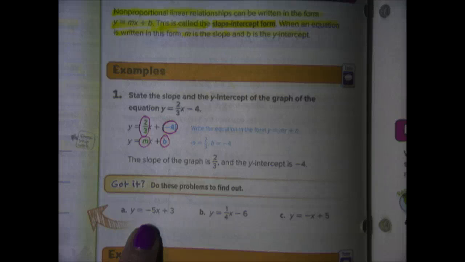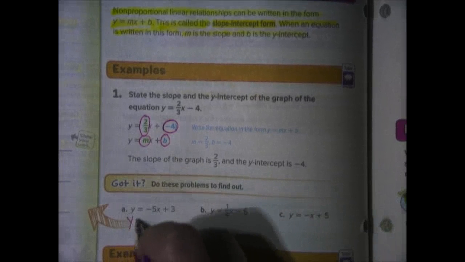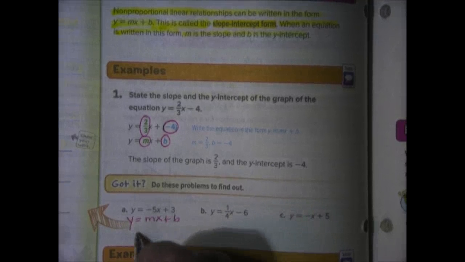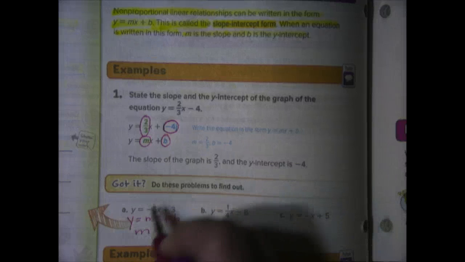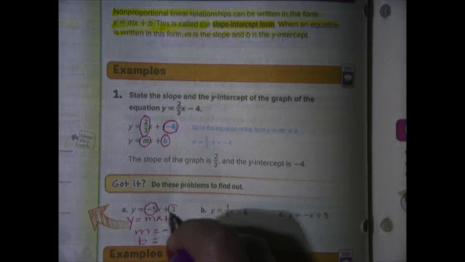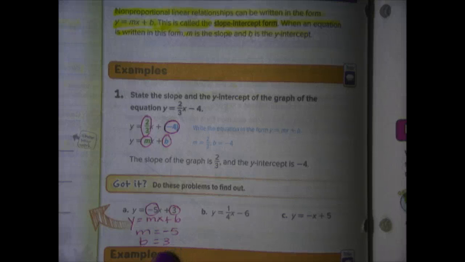Let's look at A. So it says do these problems to find out. Our slope-intercept form is y equals mx plus b, and it wants to know what is our slope. Well, our slope is negative 5. And what is our b, or our y-intercept? Our y-intercept is positive 3. So the slope is negative 5 and the y-intercept is positive 3.